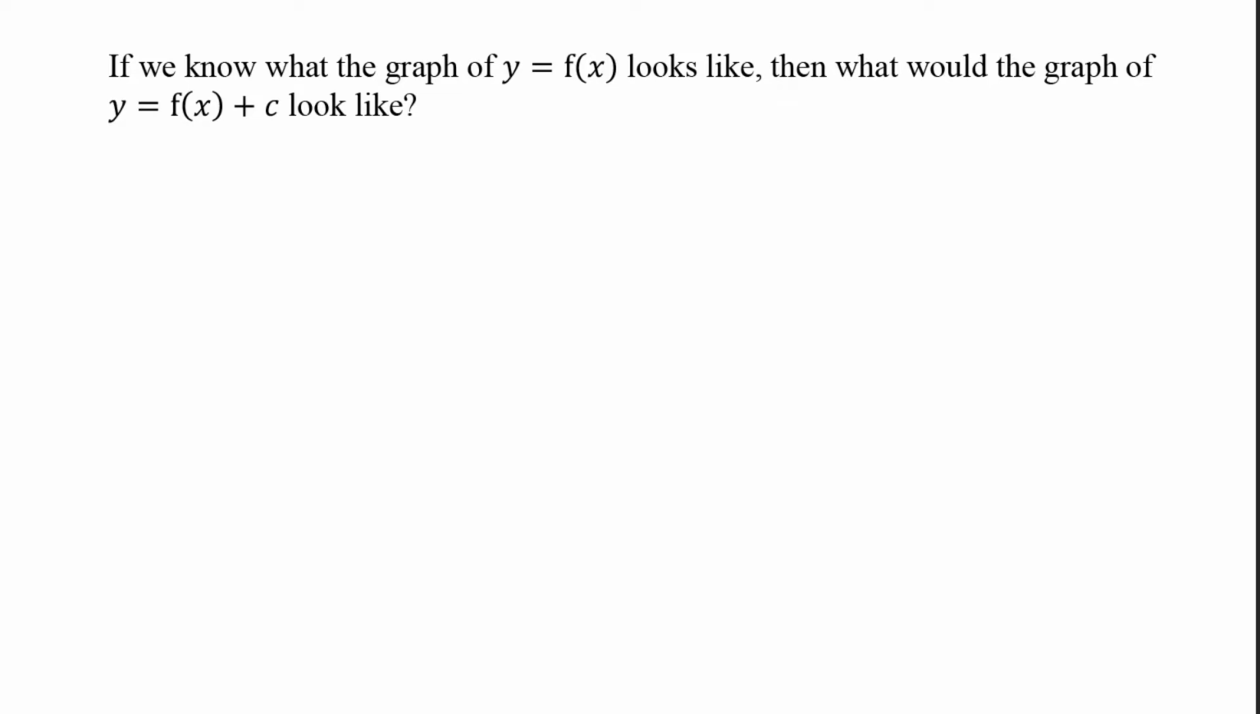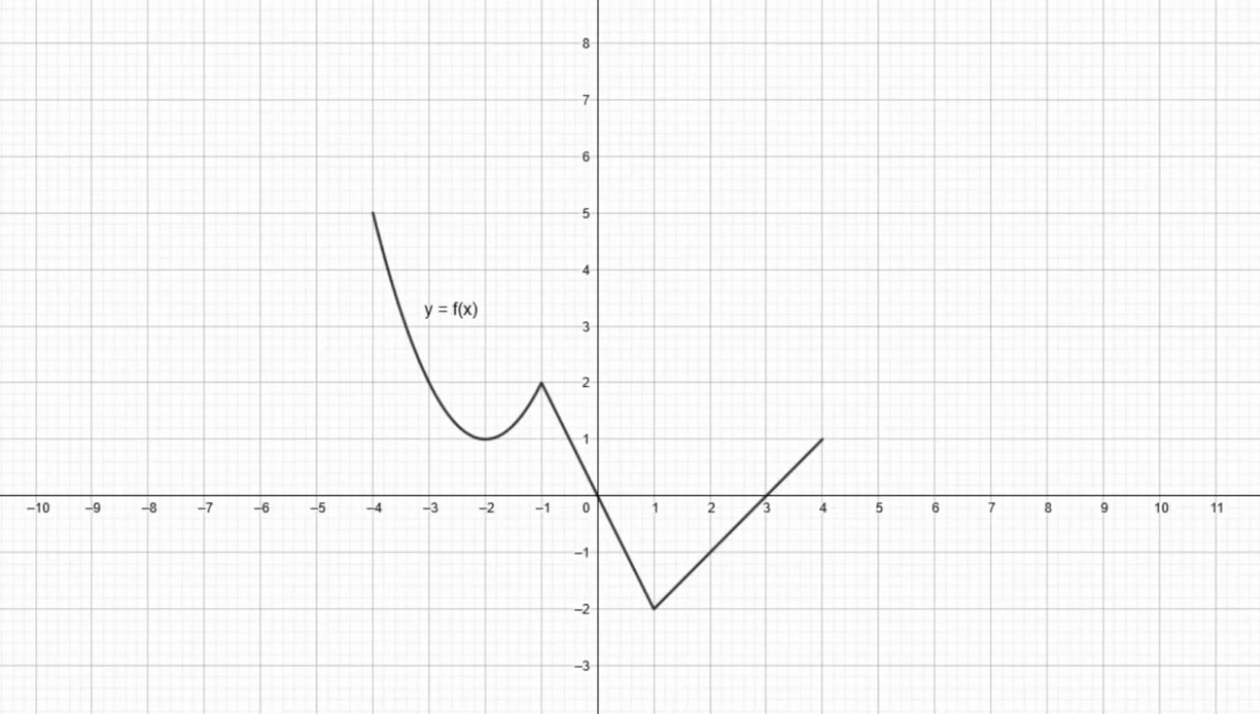A similar question to the one we've already looked at would be to ask, if we know what the graph of y equals f of x looks like, then what would the graph of y equals f of x plus c look like, where again c is some constant. So returning to our original curve, this time we're trying to answer the question, can we draw the graph of y equals f of x plus, and let's go for 2 this time. So, in the original curve, y equals f of x, we know that above negative 4 we would plot the value 5. What would we plot now?